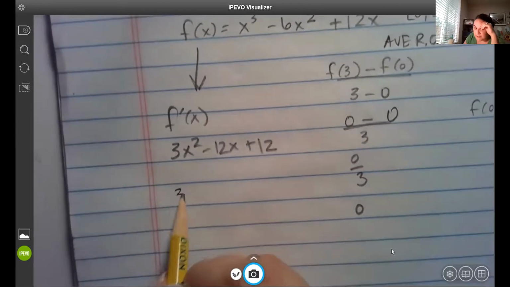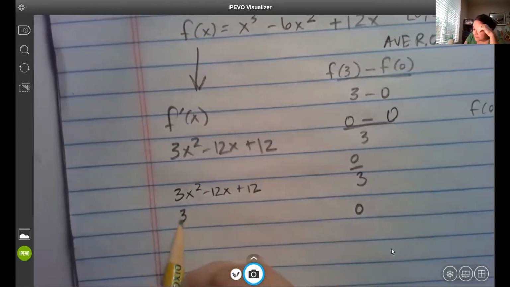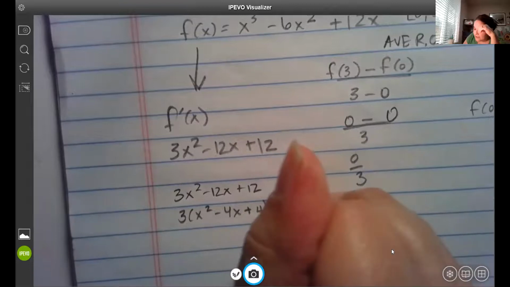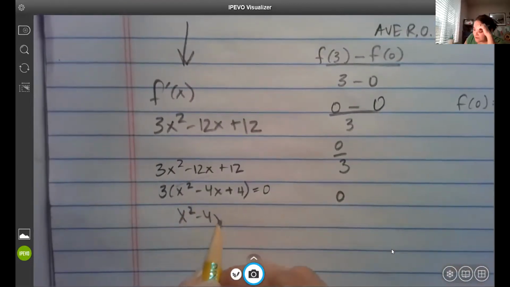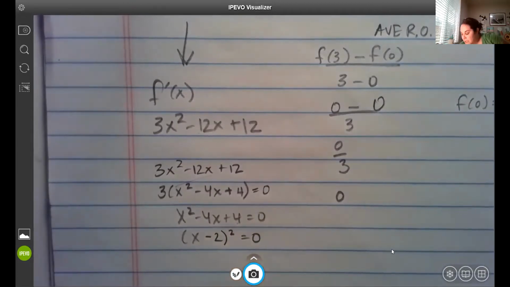So 3x squared minus 12x plus 12. I see right now that there's a common factor of 3. And then I'm letting this equal 0. So divide both sides by 3. And then you'll just get that this is equal to 0, and then two numbers that multiply to make 4, sorry, that add up to make -4 are going to be -2 and -2.